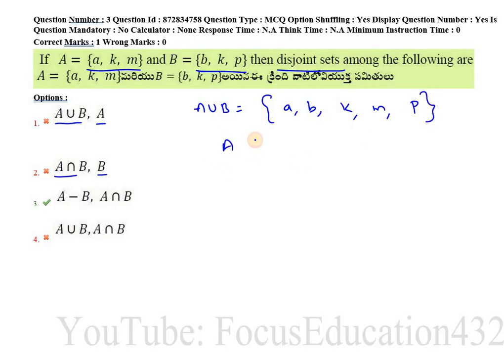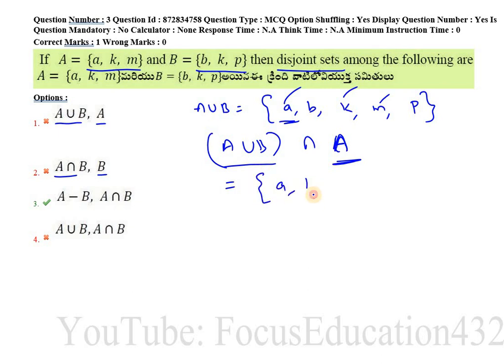So if you do A union B, and then common means intersection, you have to do A union B intersection A, you will get A. Elements of A you will get, right or not? If you do A union B intersection A, common between A union B and A, what are the elements available in A union B and A? So A, K, M are available in both A union B and A. So I will write here, if anyone is getting confused, A union B means this one: A, B, K, M, P.